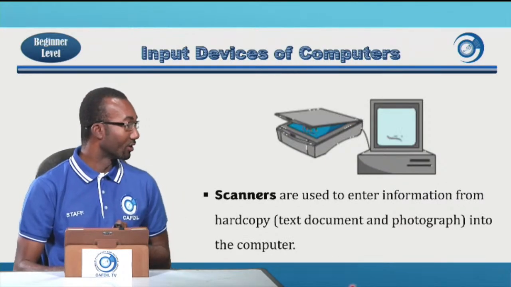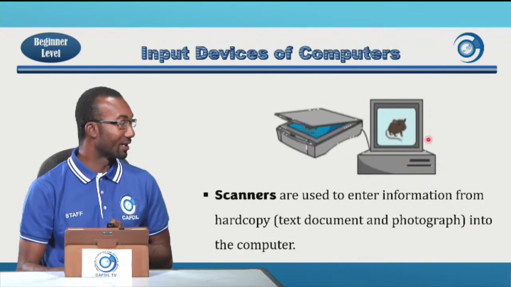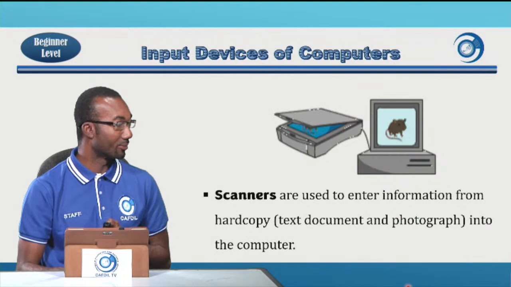So you see an animal here. That's an example of what the scanner does. You have a mouse here and it scans, and you see the mouse here. That is what a scanner does. If I have a paper here, it will scan, and I have the same thing here.